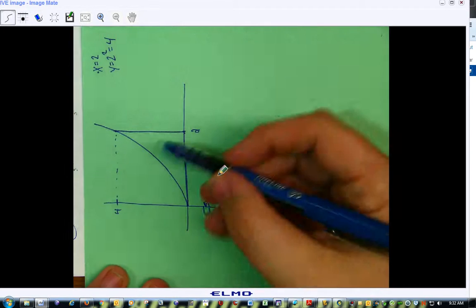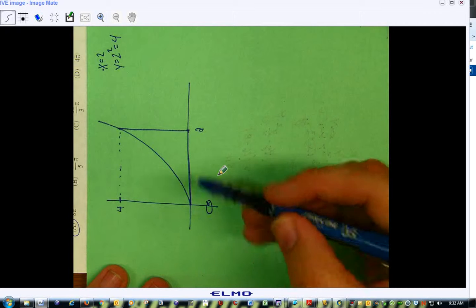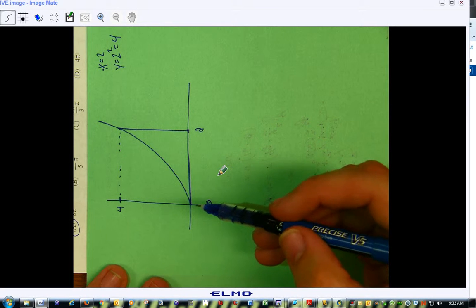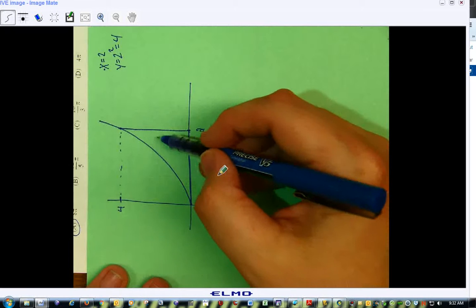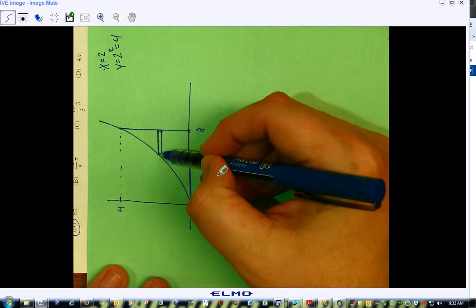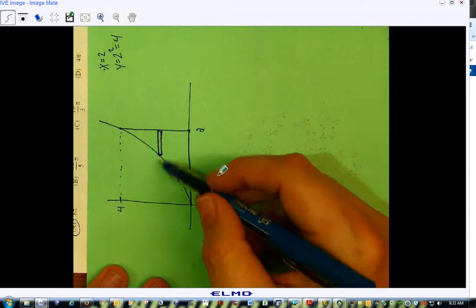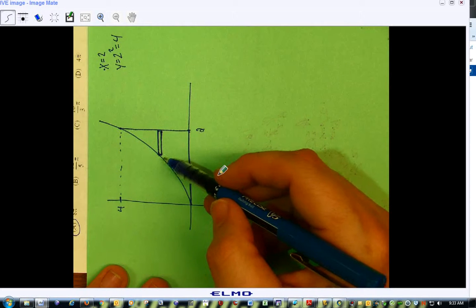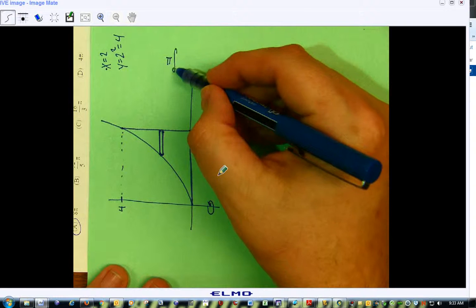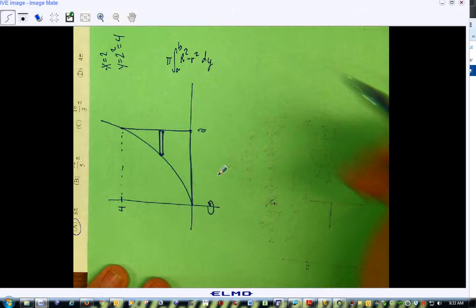Since we're rotating it around the y-axis, we want to draw our representative rectangle perpendicular to the axis of rotation. So here's the rectangle. Now, is there space between the axis and the actual shape? Yes. So we need to use pi times the integral from a to b, big R squared minus little r squared dy in this case.